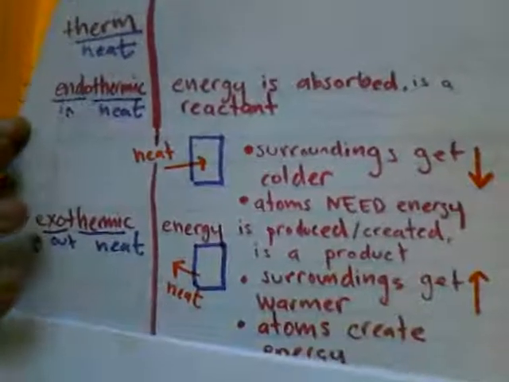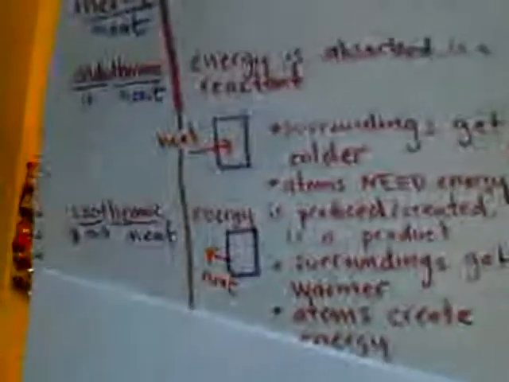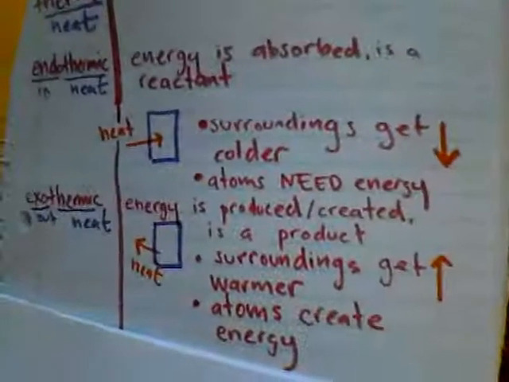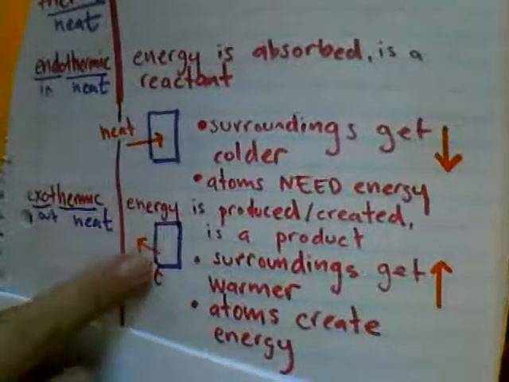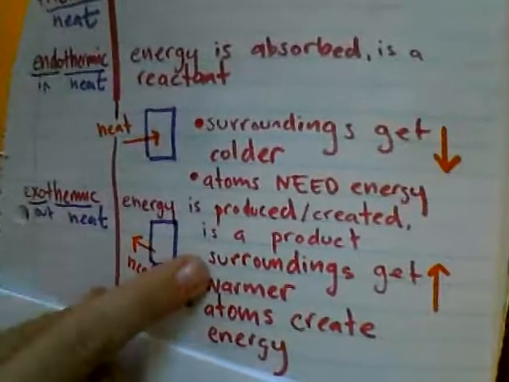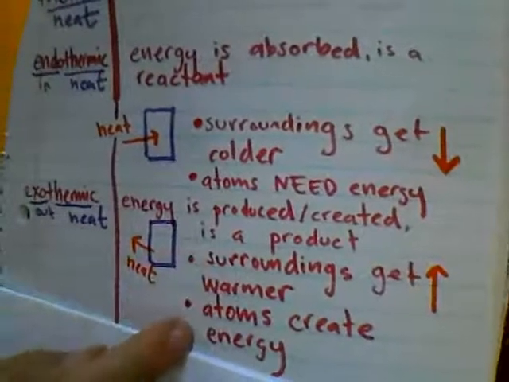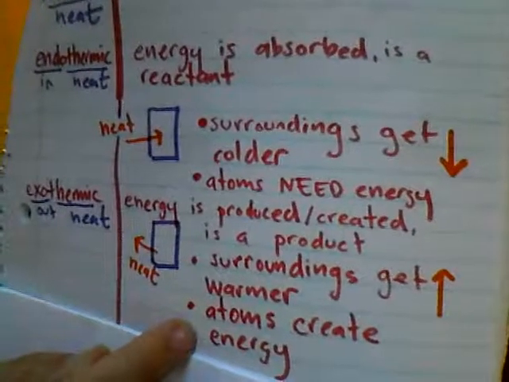There are a few things to note about this, and they're pretty much opposite. If the heat is getting created, that means the surroundings must get warmer. And the atoms, when they combine, are creating energy. So today we're going to practice this. Remember, an endothermic reaction is a reaction that needs heat to make those reactants combine. If it needs heat, it's got to take it from the surroundings so the surroundings get colder.